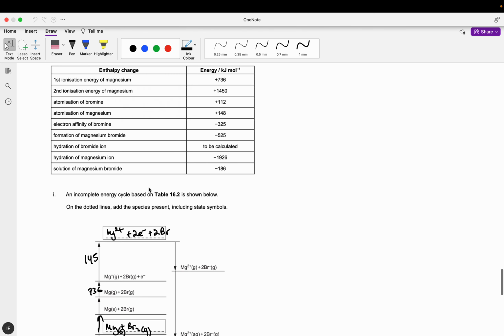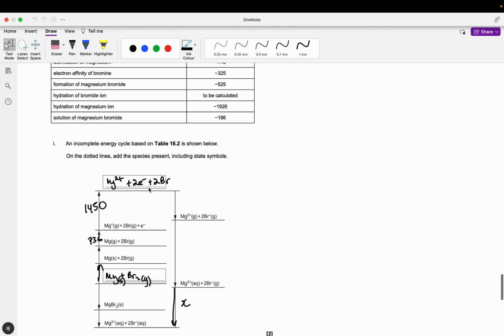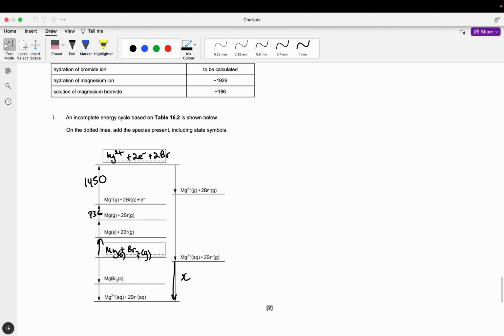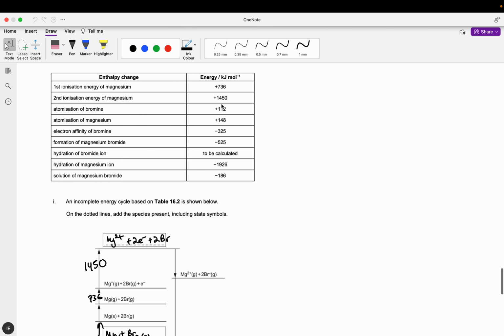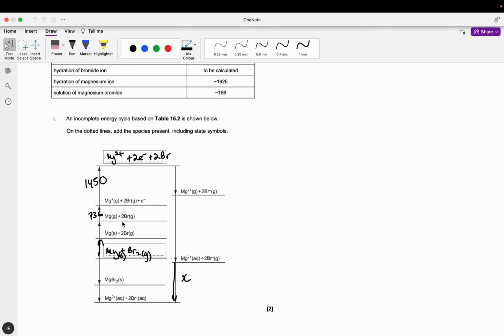Atomization of bromine. Remember, atomization of bromine is when you produce 1 mole of bromine gas. Which step does that? Have a think. That is this step here. You're going from Br2 to Br. You've separated the bromine atoms. But atomization produces 1 bromine. Here you have 2 bromine gases being produced. So you're going to get your atomization energy, which is 112, and you're going to times it by 2 to get 224. Hopefully that makes sense.